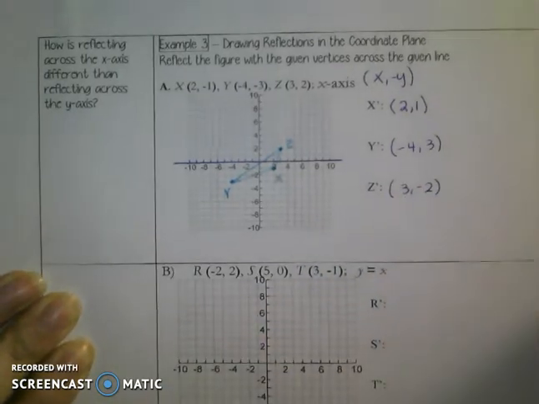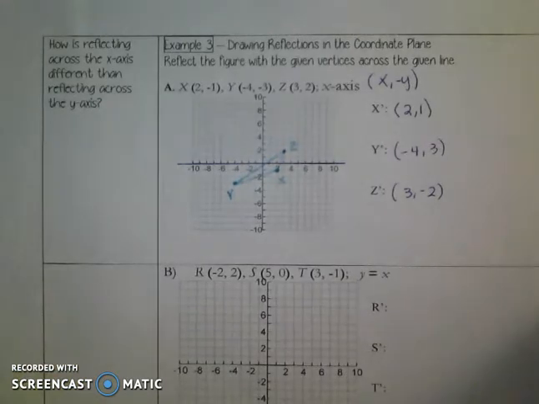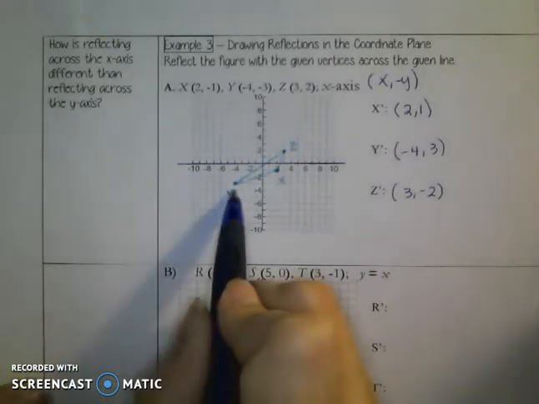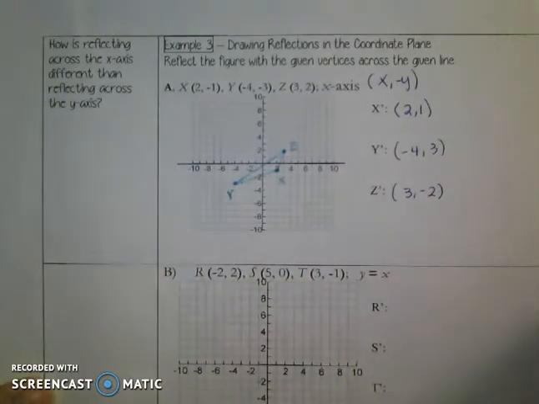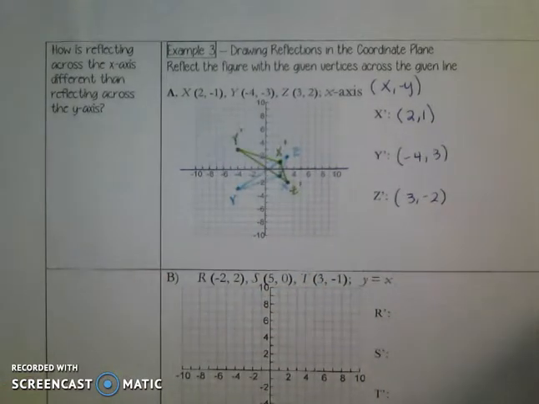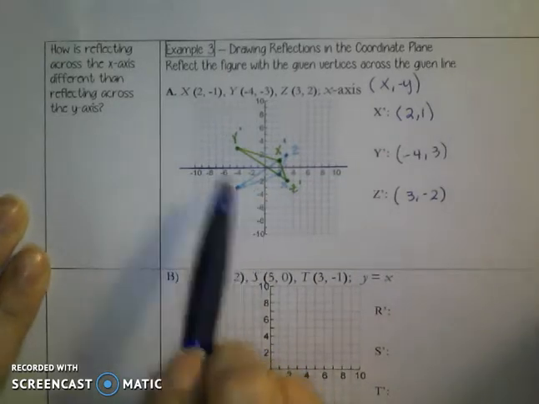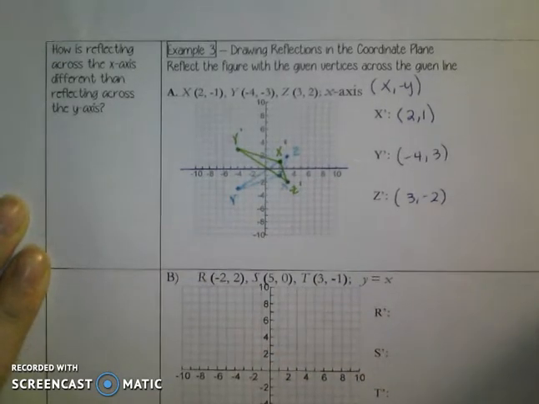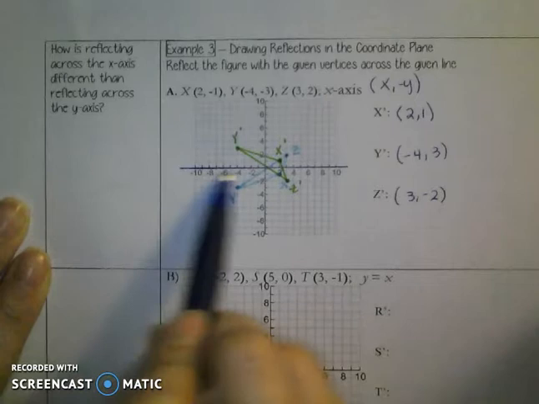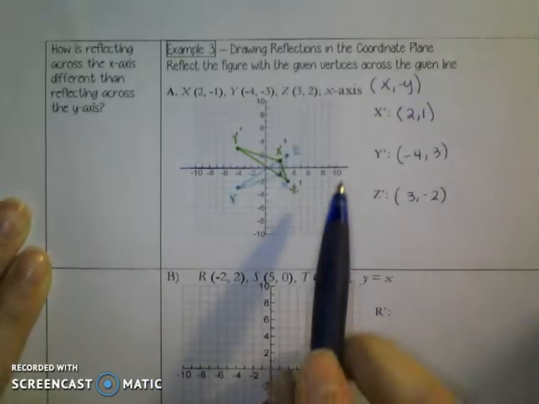All right, so go ahead and draw your new image and making sure that you label with the apostrophes for your new image. All right, so double check your image and see that it's reflected or flipped over that x-axis.